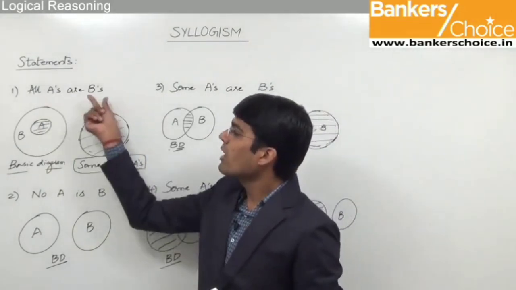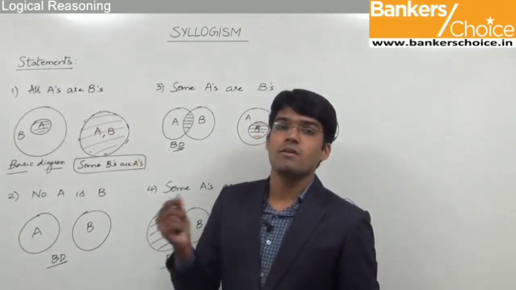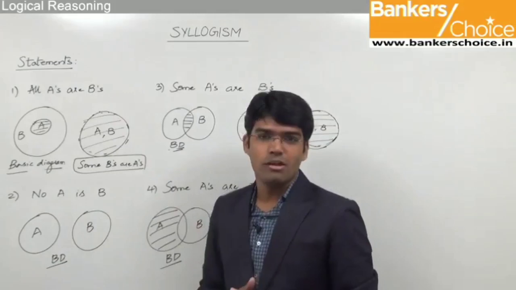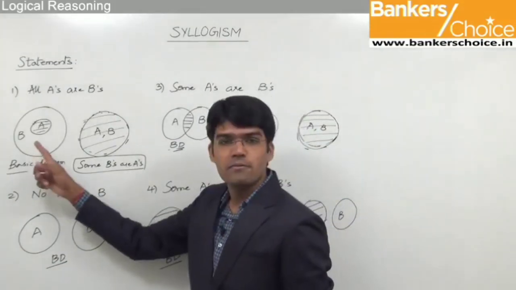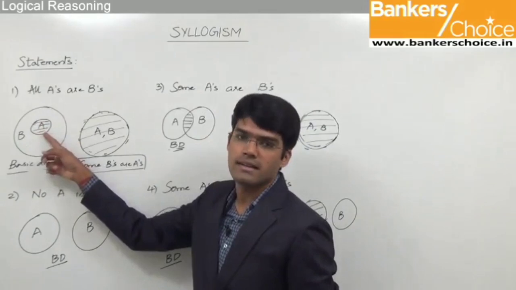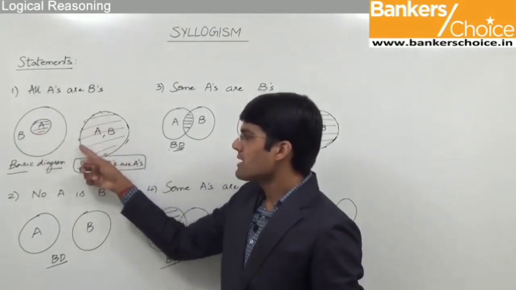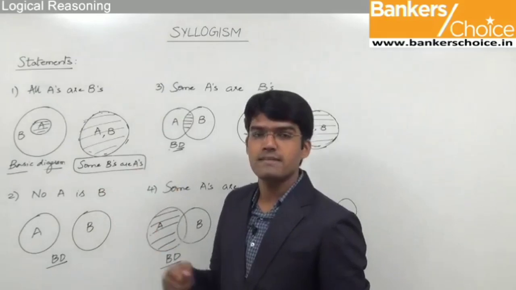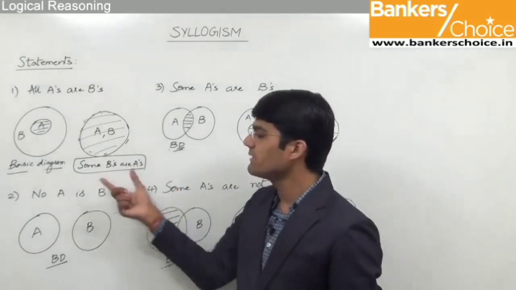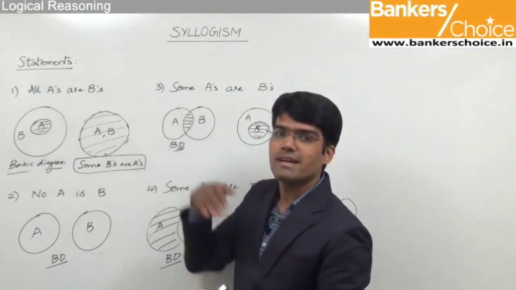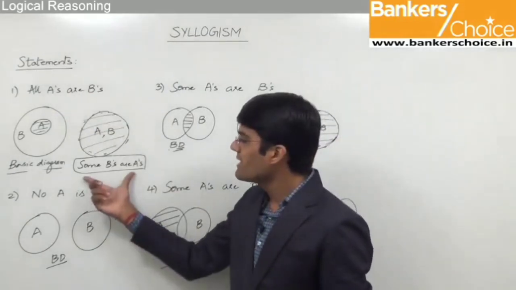Remember, when we say all A's are B's, the conclusion cannot be all B's are A's. Why? Because if we take the conclusion as all B's are A's, the first diagram fails. Here, all the B's are not A's, only some of the B's are A's. And here, some of the B's or all the B's are A's. So, a conclusion should be the one which satisfies both the diagrams. And that conclusion here is some B's are A's. So, for a statement which says all A's are B's, the direct conclusion which we can make is some B's are A's.